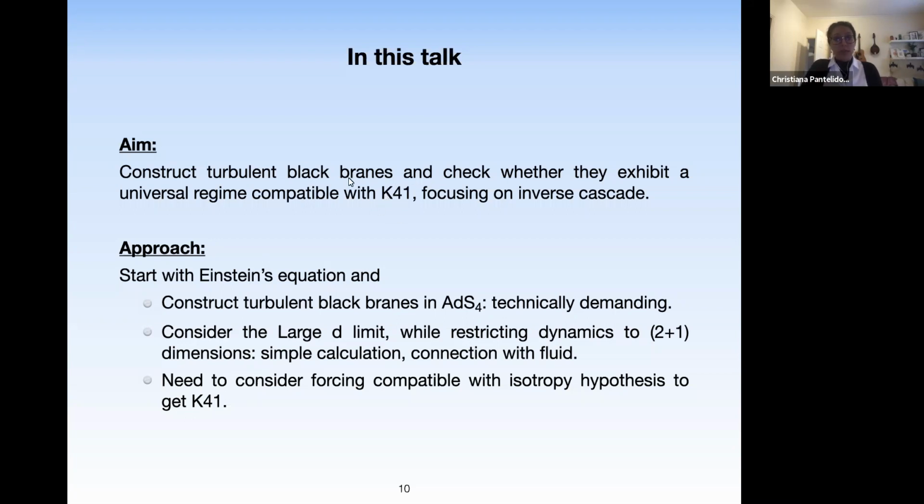And in particular, we will be interested in turbulent dynamics in 2+1 dimensions, which means that we want to focus on seeing inverse cascade. So this is our aim. Let me outline the approach that we're going to follow. Our starting point will be Einstein's equations, okay? And we want to solve these equations to ideally construct turbulent black branes in AdS4. Why AdS4? We have the 2+1 dimensions that we want to see turbulence in, plus the radial direction. So 4 bulk dimensions in total.